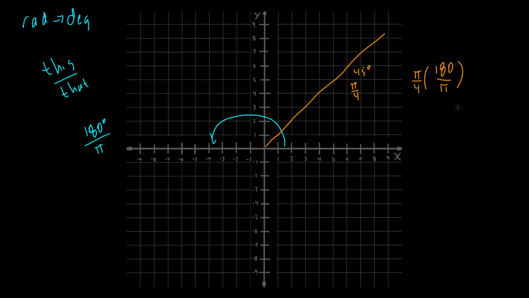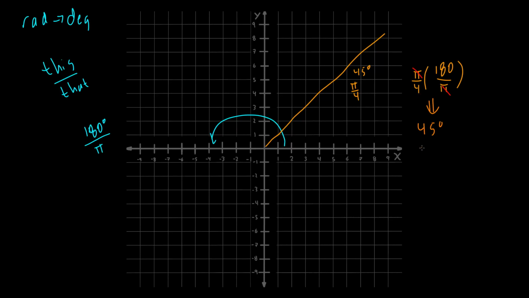And what do we see? Well, these will cancel. I'll do that in red because it's all fancy. And then we've got 180 divided by 4. What's that going to be? Well, 180 in half is 90. So yeah, it worked out. We've got this is the same as 45 degrees. Does that make sense?